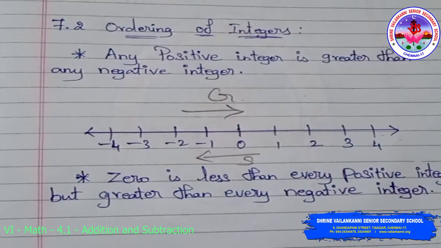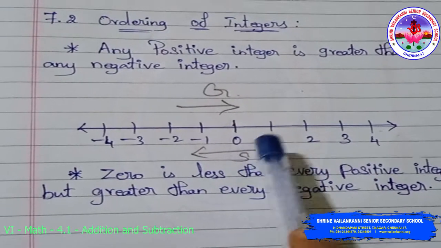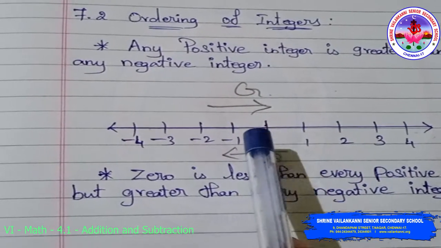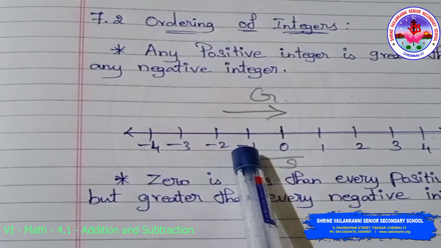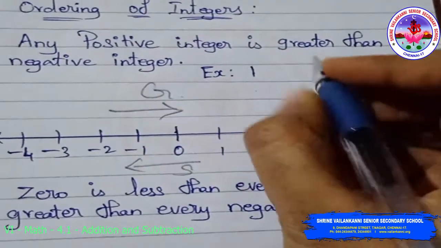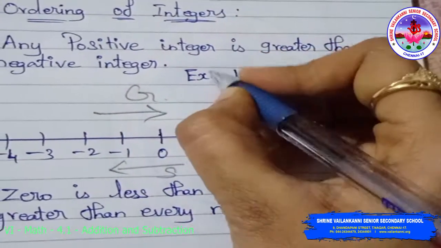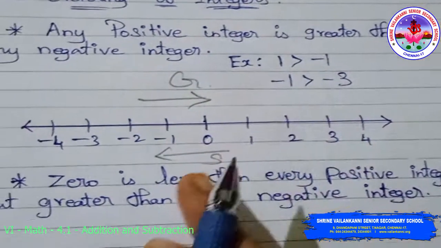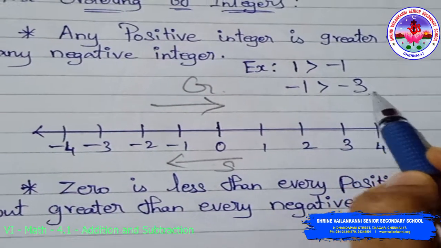So comparing 0 and positive 1, which one is greater? Positive 1 is greater. Next, comparing 0 and negative 1. Which one is greater? 0 is greater because the negative value is smaller. For example, 1 is greater than negative 1. Same as negative 1 is greater than negative 3, because when you move to the left-hand side the values will be smaller. So negative 1 is greater than negative 3.